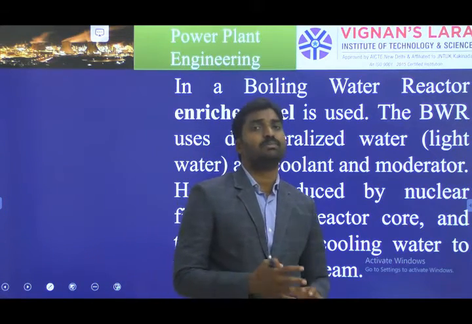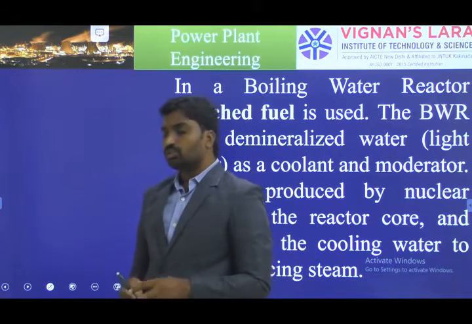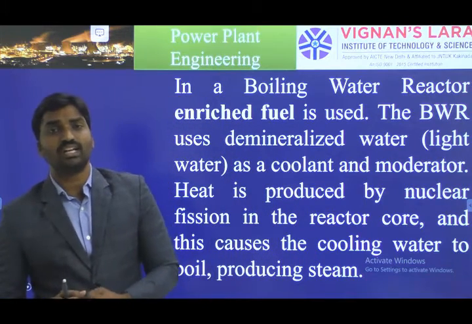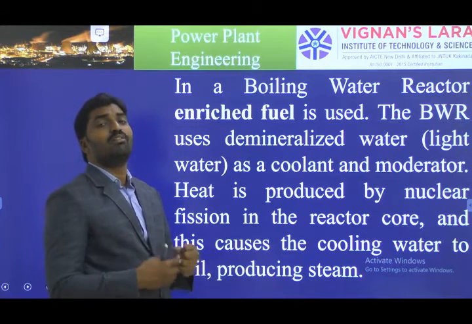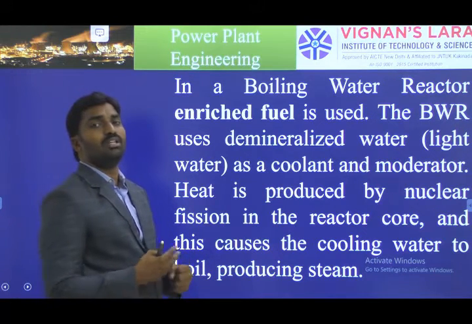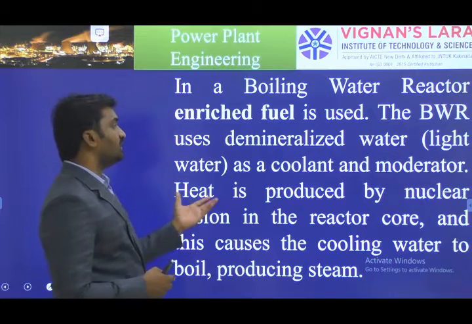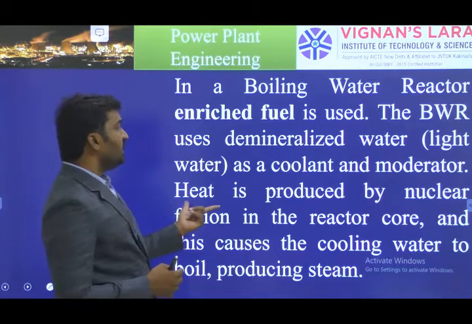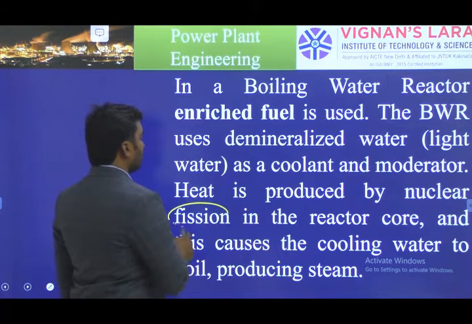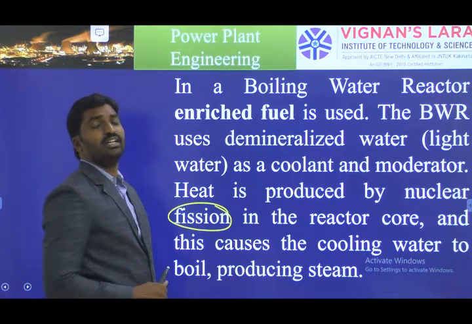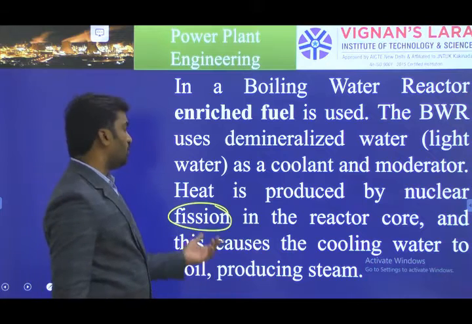So what is the difference between the coolant and the moderator? Here the coolant removes the heat from the reactor core and the moderator slows down the process, so it slows down the velocity of the neutrons. So that is the moderator. Heat is produced by the nuclear fission process. Fission is a controlled process and fusion is an uncontrolled process. Already you know very well.